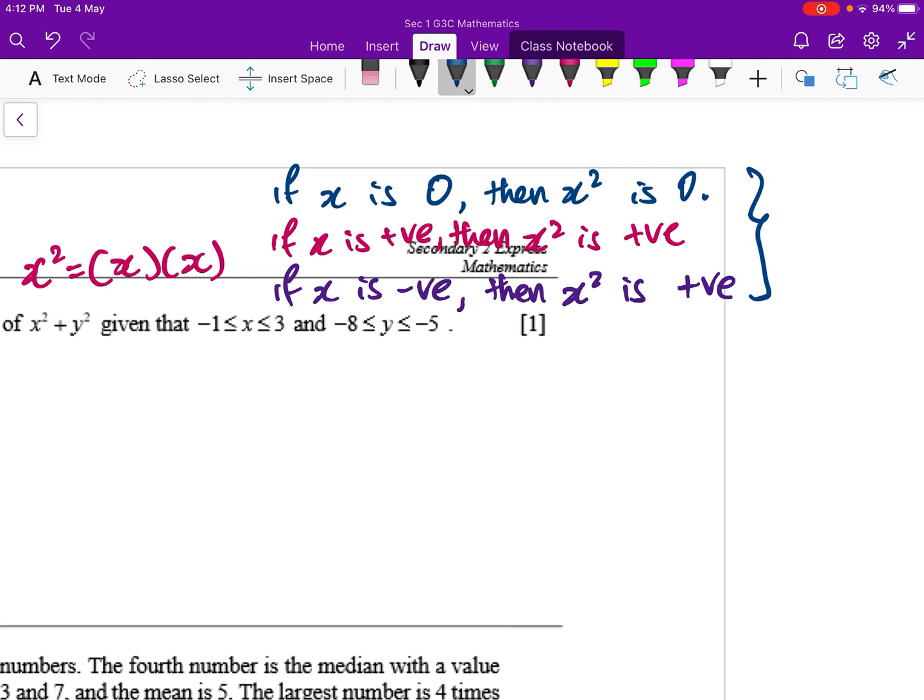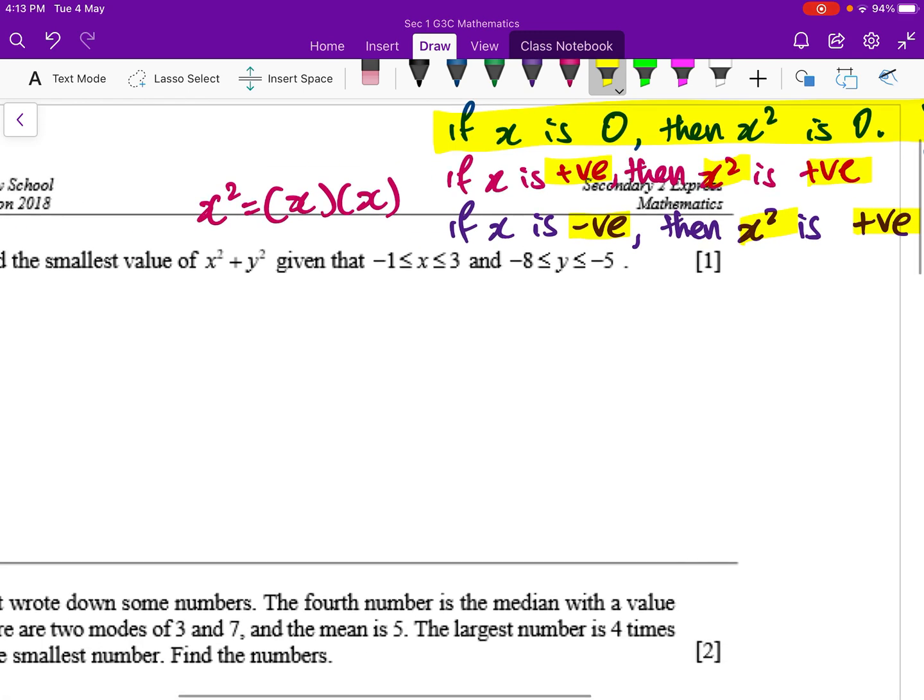The smallest is when x is equal to 0, then x squared is equal to 0. If 0 is not an option, then you have to consider both positive values of x as well as negative values of x, because regardless whether it's positive or negative x, you still get positive x squared in both cases.